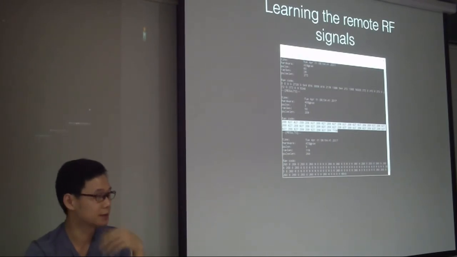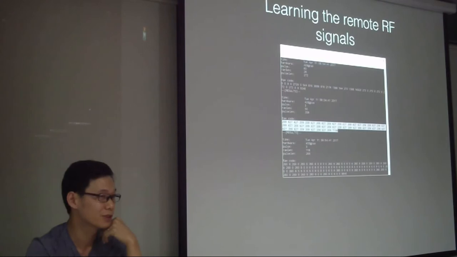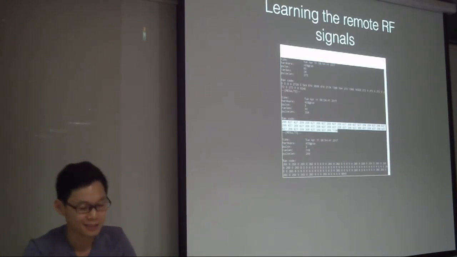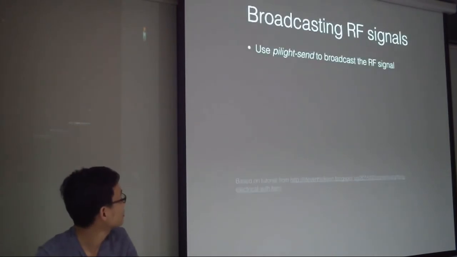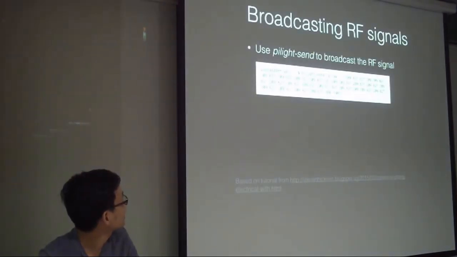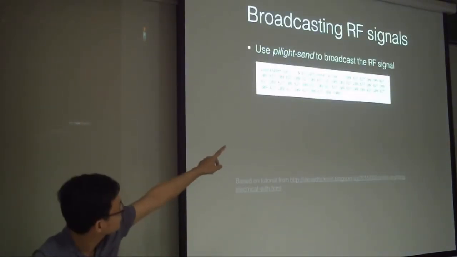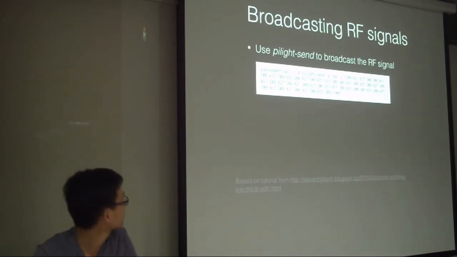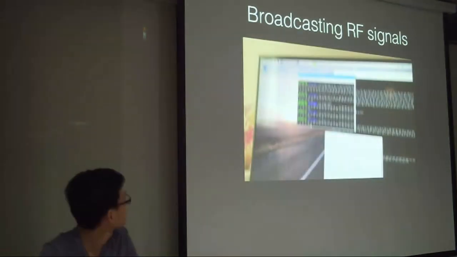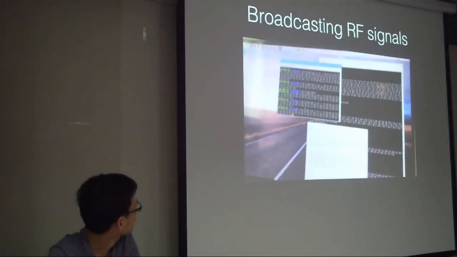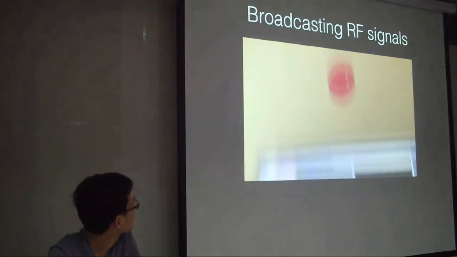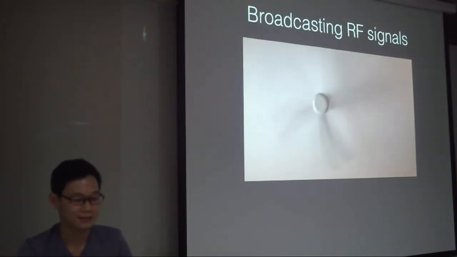For some reason, there are just a lot of signals even when I'm not pressing my remote. So I have to go through each manually. Then I broadcast the signal to test whether they work using plight send. So you see that's what I copied from plight debug. Yeah, so this is the fan, and then I run from command line. Yeah, it turns on the fan.